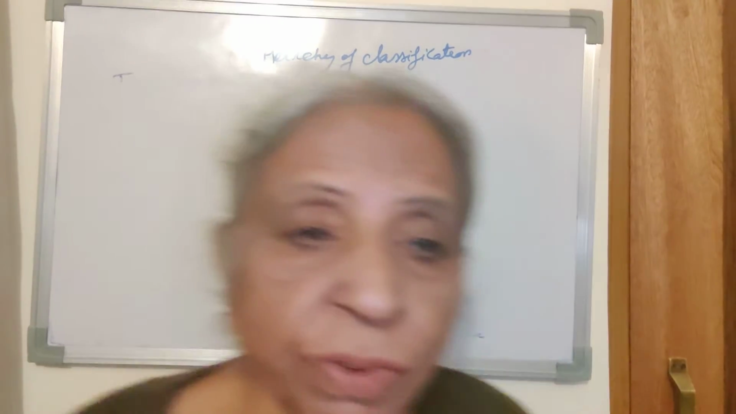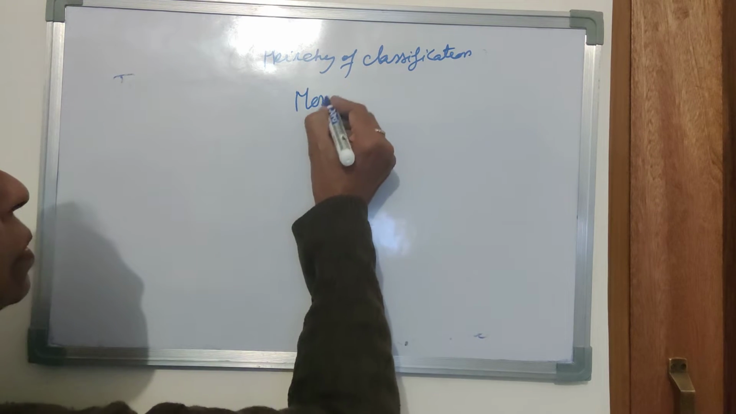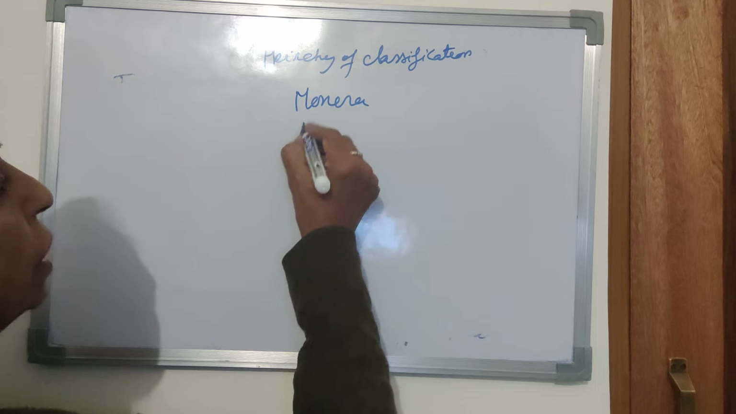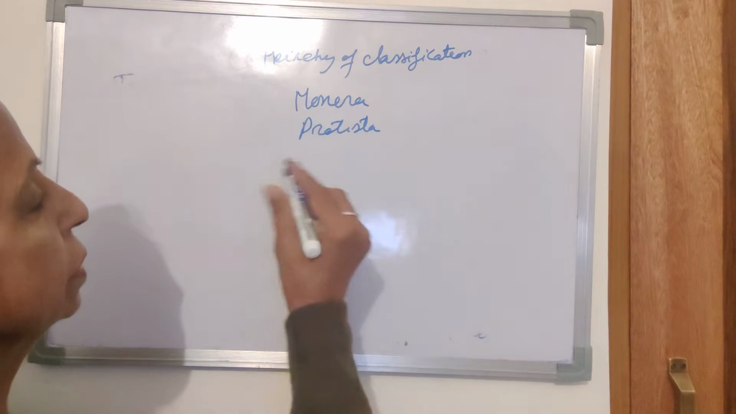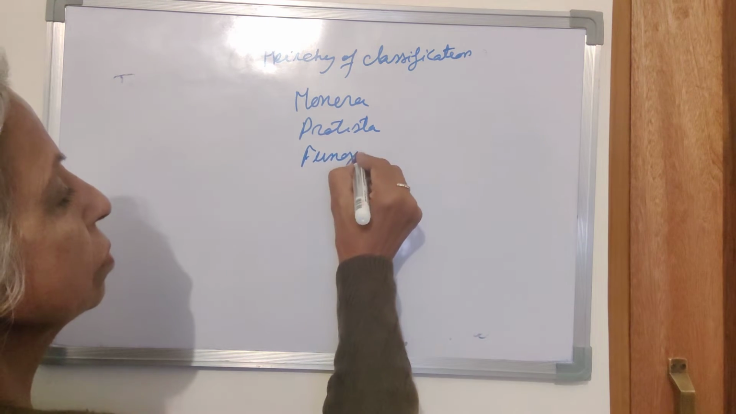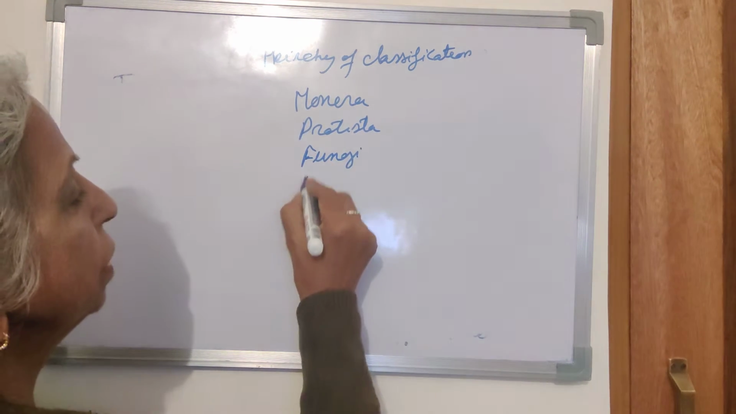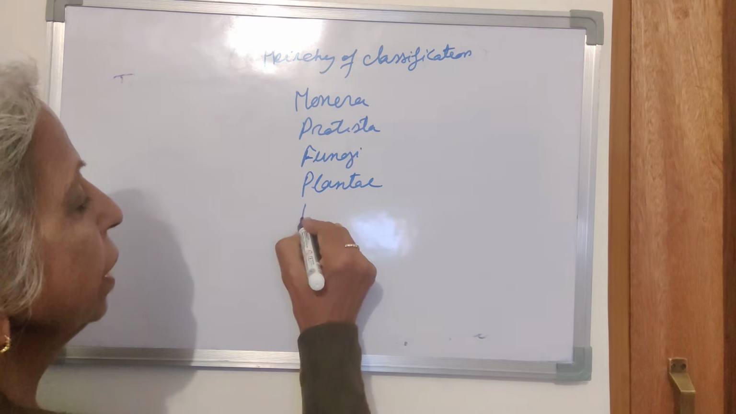So what are those 5 kingdoms? Monera, Protista, Fungi, Plantae, Animalia.